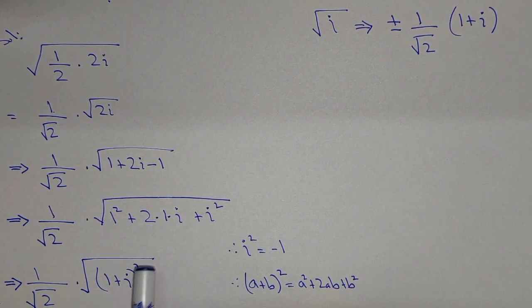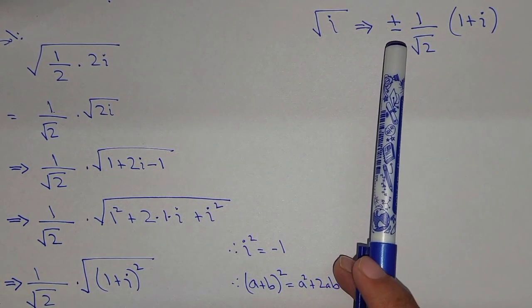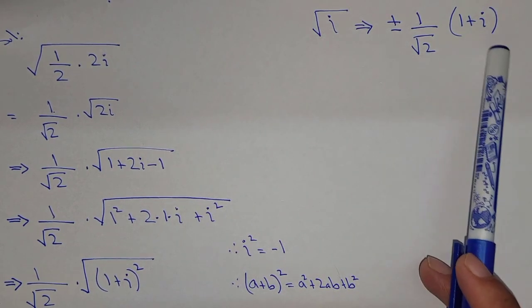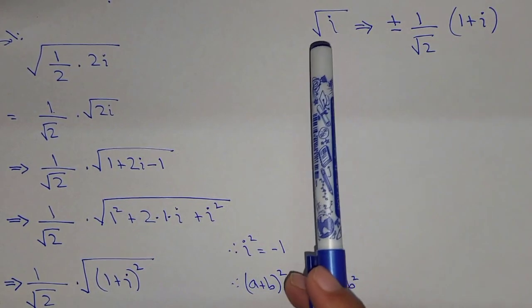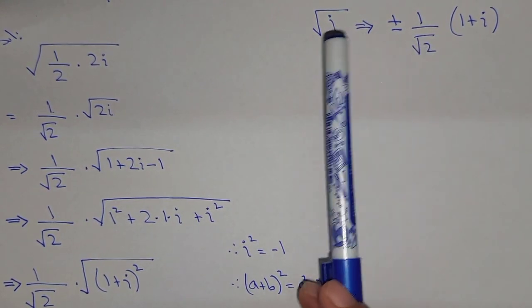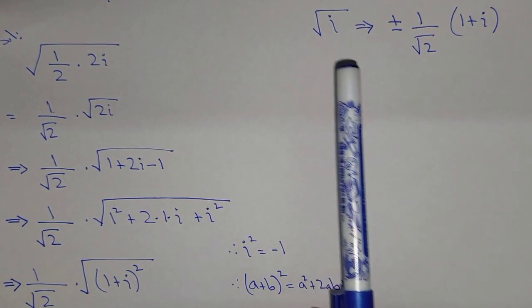Once we have 1 over under root 2 into under root of (1 plus i) whole square, the square will be cancelled with the root, so we are left with plus minus 1 over under root 2 into (1 plus i). So under root i is equal to this. We don't have to find the value of i, we just have to find the value of under root i. I hope you understand.